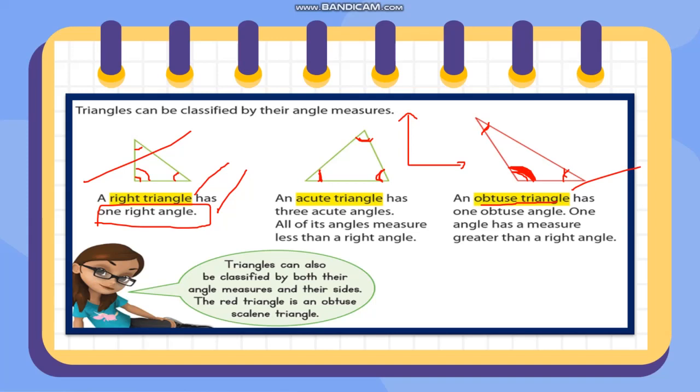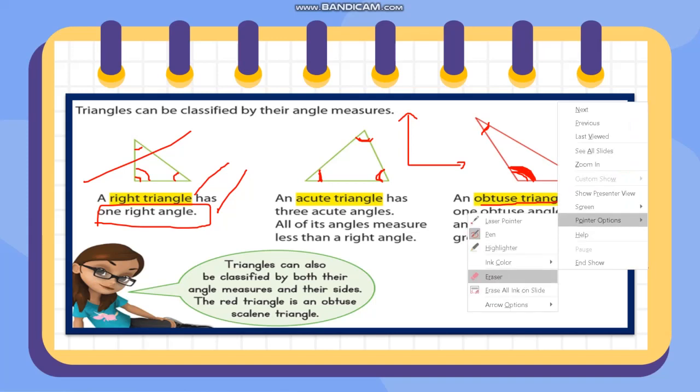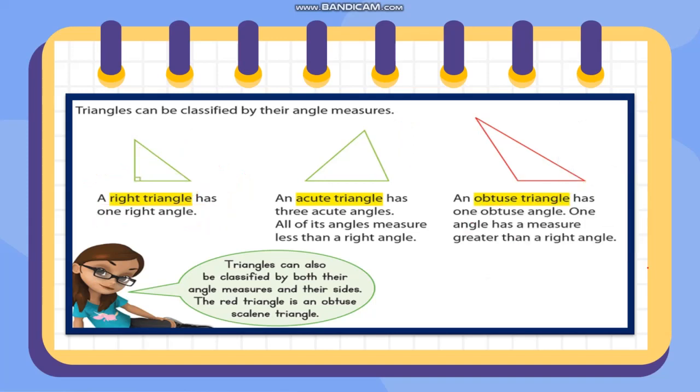Triangles can also be classified by both their angle measure and their sides. So the red triangle is an obtuse scalene triangle. Why? Let's find out. Obtuse according to its angle, because there is one obtuse angle. According to its sides, it is scalene because no sides are equal. That's why it is called an obtuse scalene triangle.